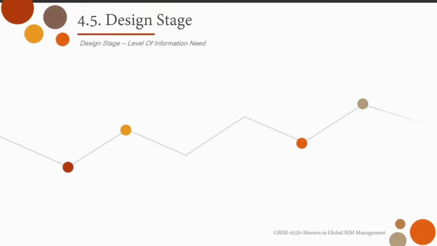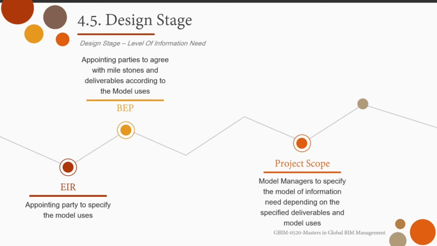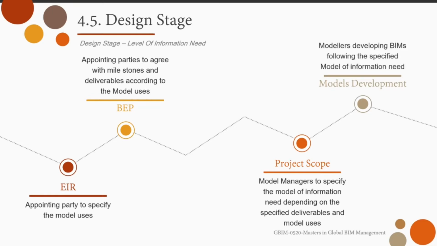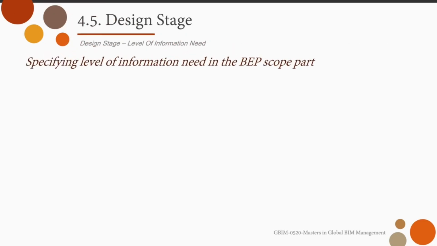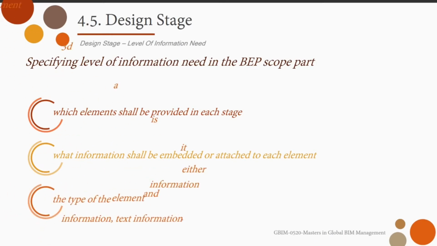Specifying clearly the level of information needed is very important for clarifying and agreeing design milestones, and each milestone's deliverables between all appointed and appointing parties. Therefore, the delivered model's information shall match the BEP information specified in the project scope milestones. Before the project's kickoff meeting, the model managers agreed and provided the deliverables' level of information needed in the BEP scope by specifying which elements shall be provided in each stage, what information shall be embedded or attached to each element, and the type of the information or element.